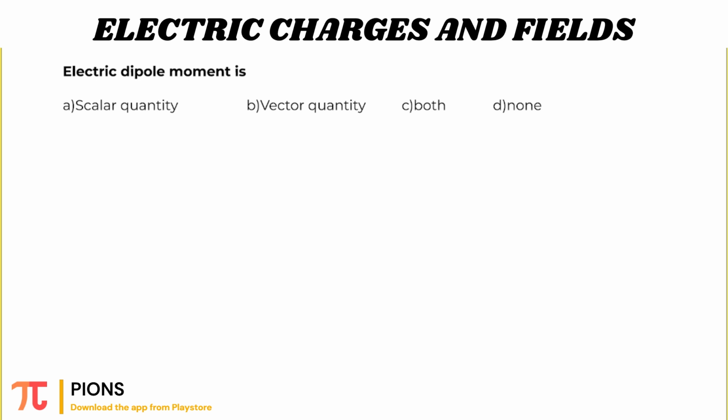Electric dipole moment is a vector quantity because I have specifically said that the direction is always from minus q to plus q. And that we have discussed in today's lecture also for equatorial plane. At the end, we put a negative sign because of this vector quantity. If it was not a vector quantity, why would we consider the direction, right? So the correct answer is vector quantity.